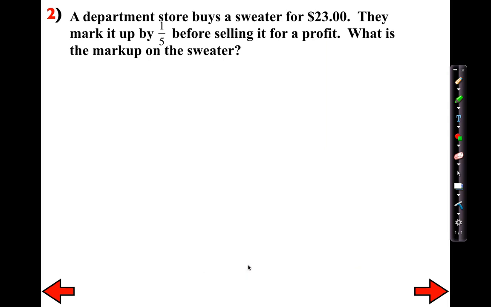Number 2: a department store buys a sweater for $23. They mark it up 1/5 before selling it for a profit. What is the markup on the sweater? Here, they're only asking me to find the markup. They're not asking me to find a final price. So we need to be careful to only look for the markup.